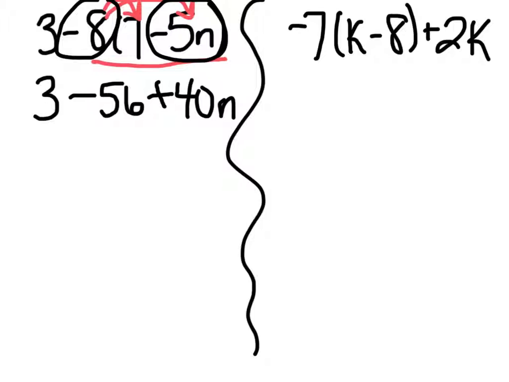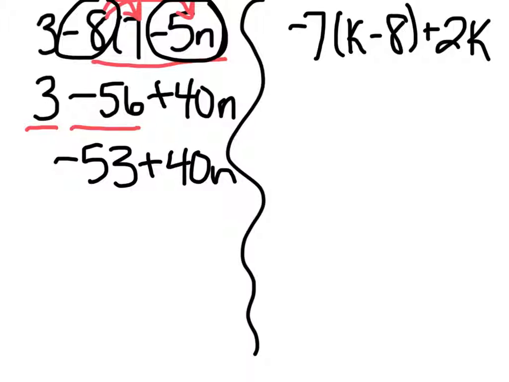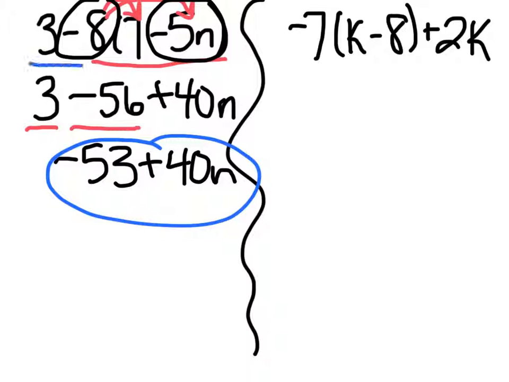Okay, so now I can go ahead and combine my like terms. So I'm going to check those out. 3 and negative 56. So 3 minus 56 is going to get me a negative 53. I don't have any other n's. All I have is 40n, so I'm just going to bring that down. I can't combine that with anything because nothing else has an n attached to it. And this is my answer. So I just took all of these numbers up here and I just simplified it.